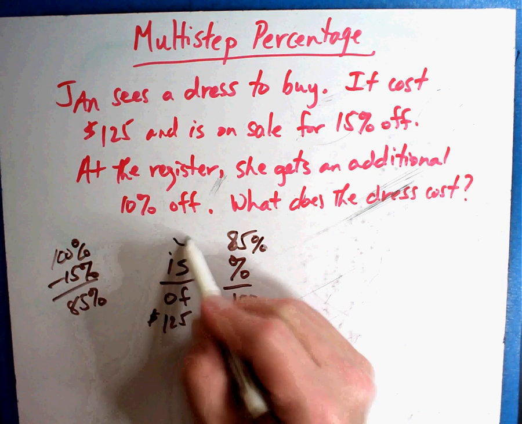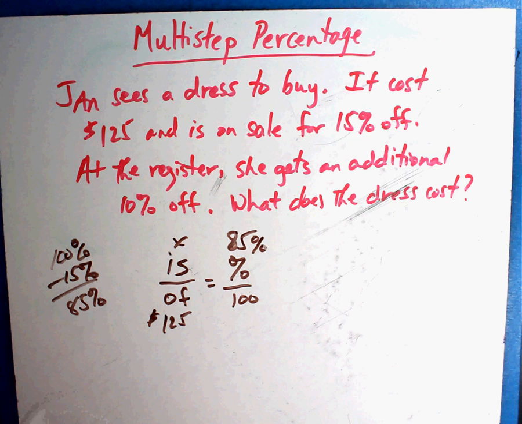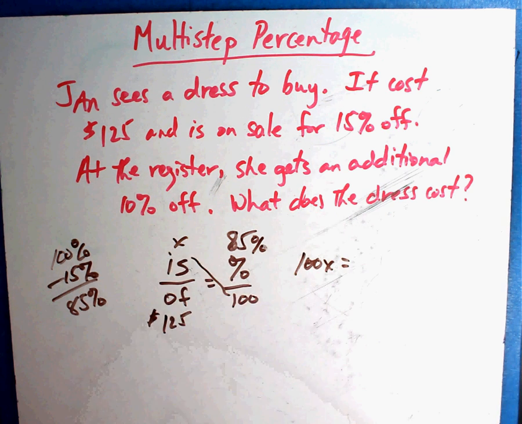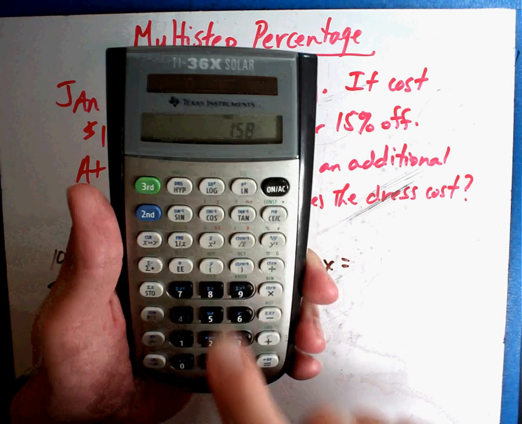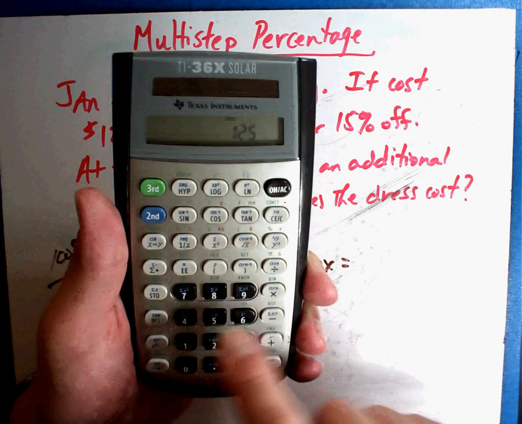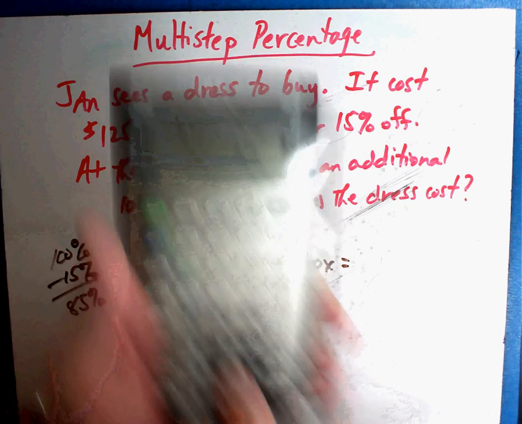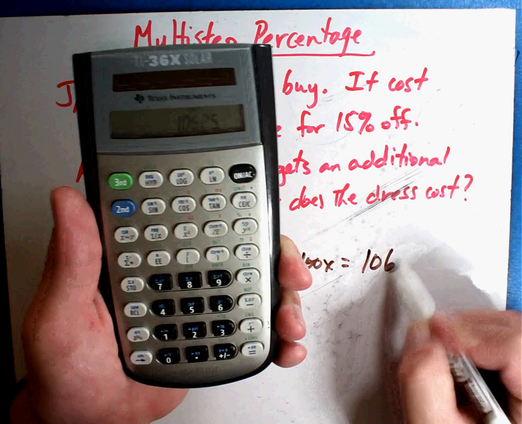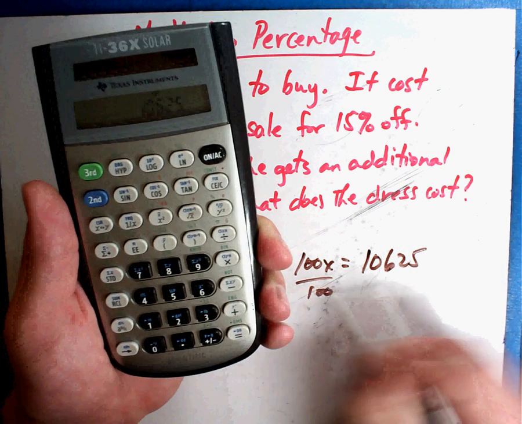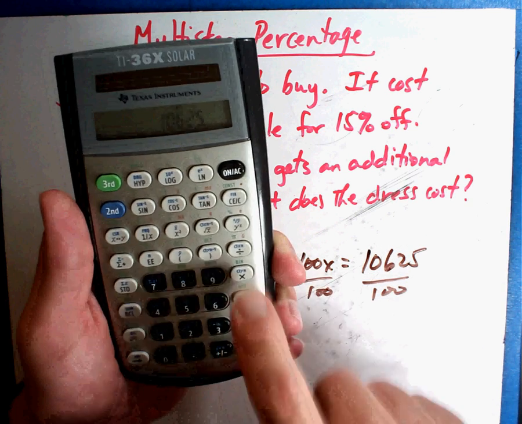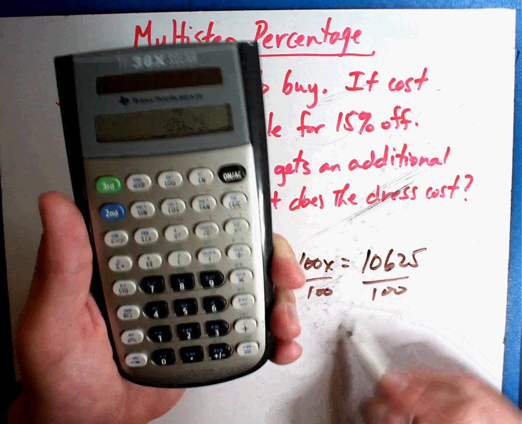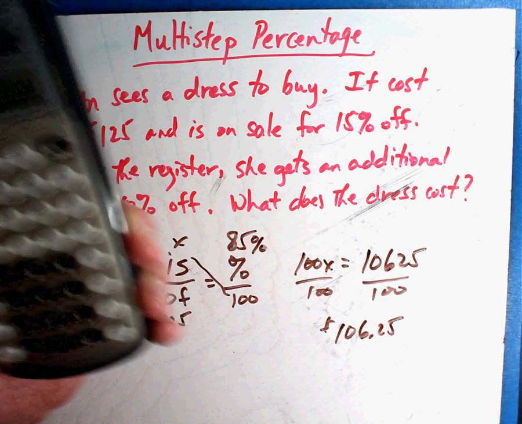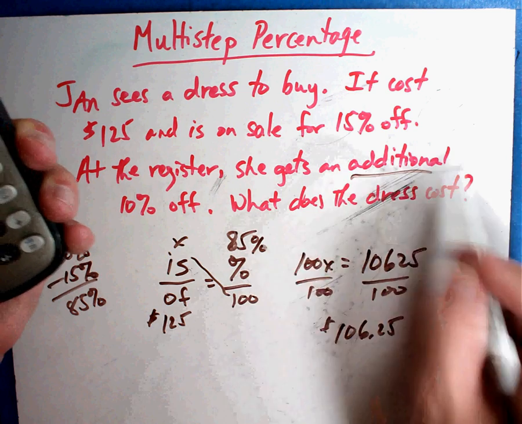And there's my x, so I'm going to cross multiply. And so it's going to be 100x equals 125 times 85 equals 10625, divided by 100 equals $106.25. That's great. But she gets an additional 10%.